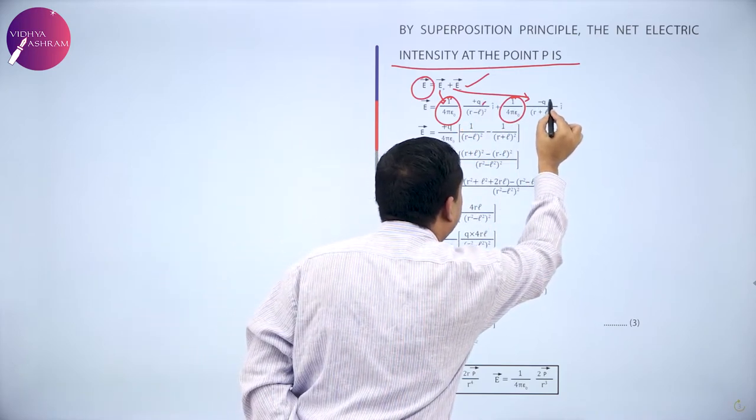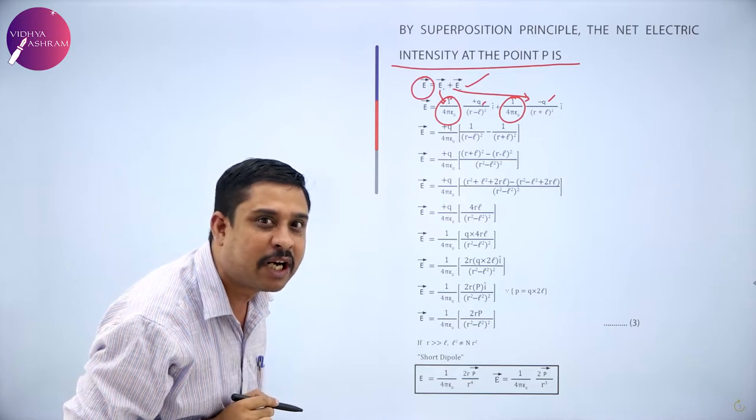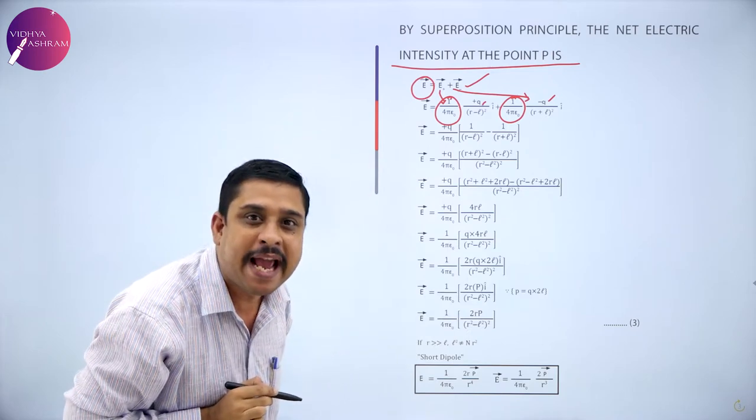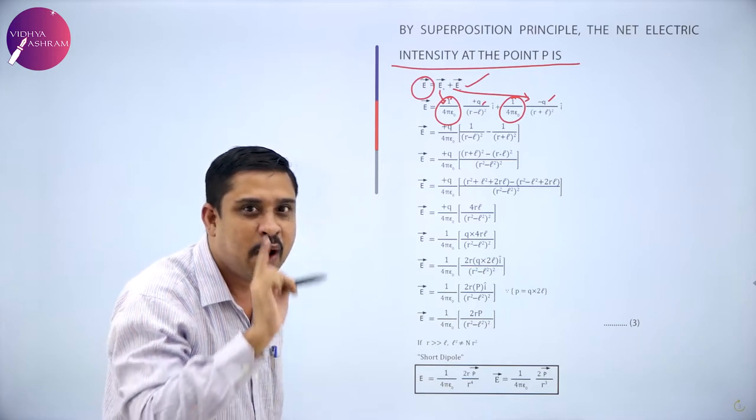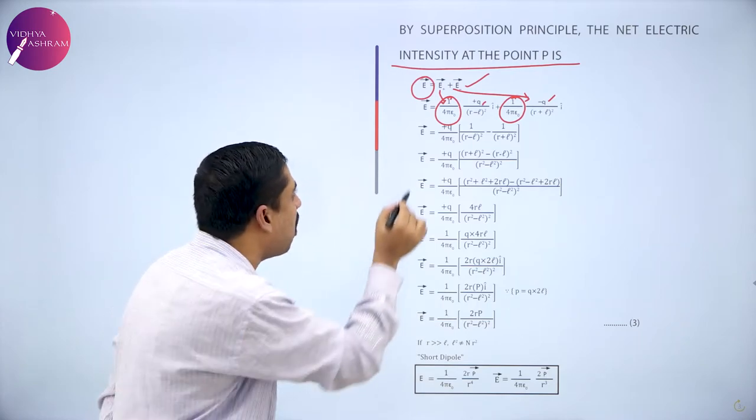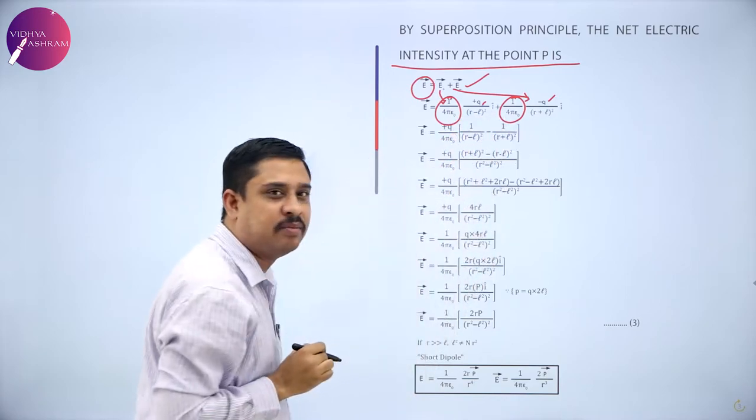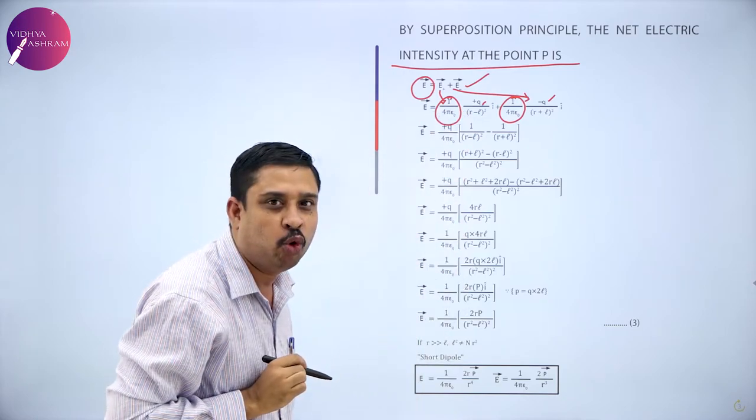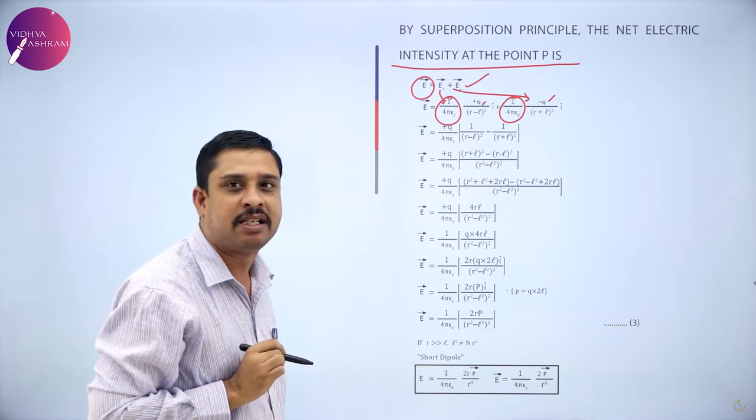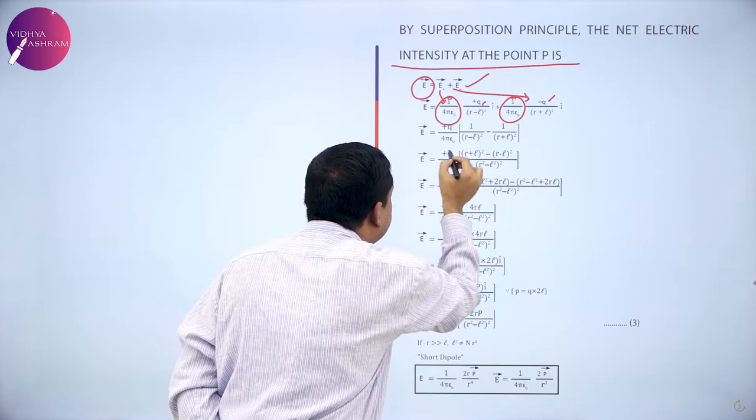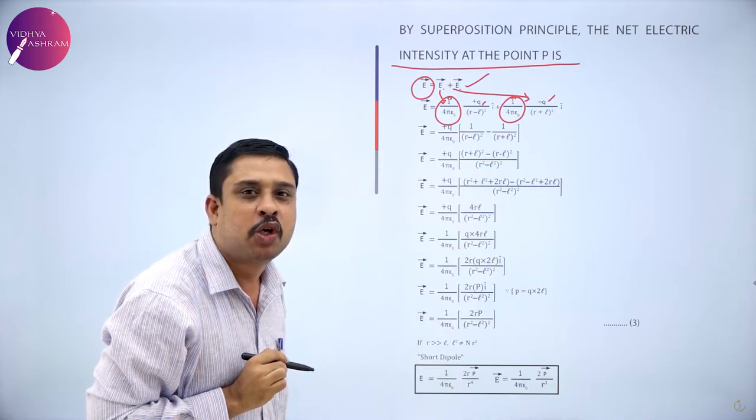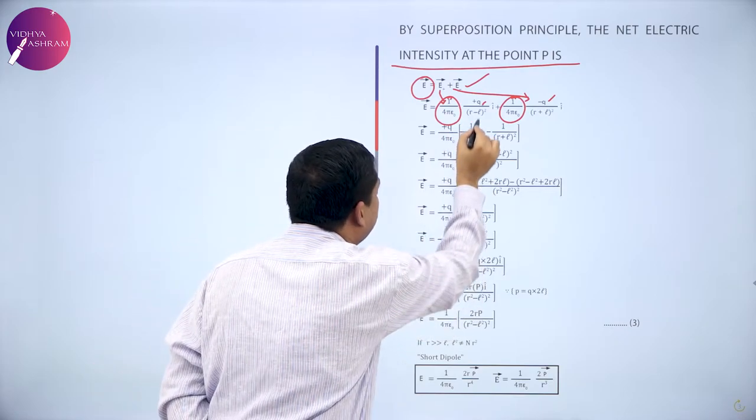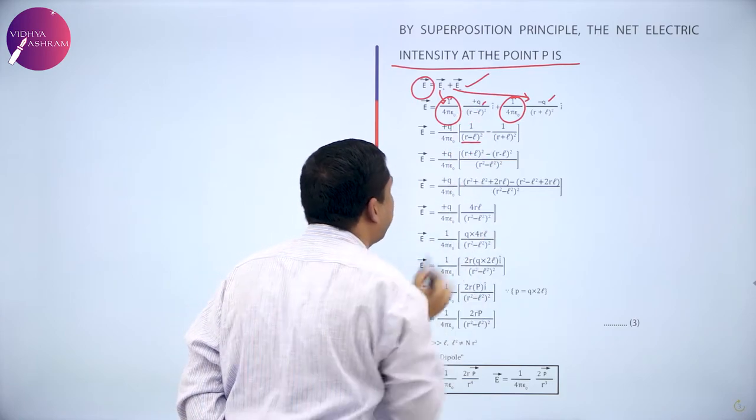I have a Q here, again a Q in the numerator which is common. So it is Q divided by 4 pi epsilon naught. There is something called Q which is common in the numerator. Now, so therefore, the term outside the bracket becomes Q divided by 4 pi epsilon naught. What remains here? 1 divided by R minus L whole square.